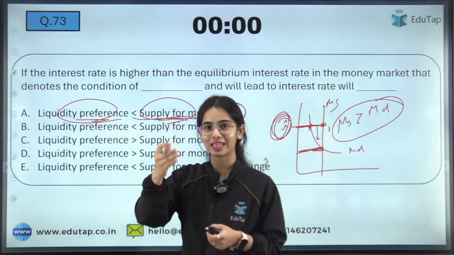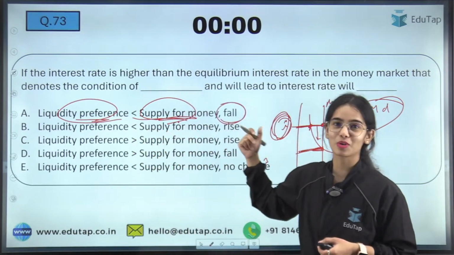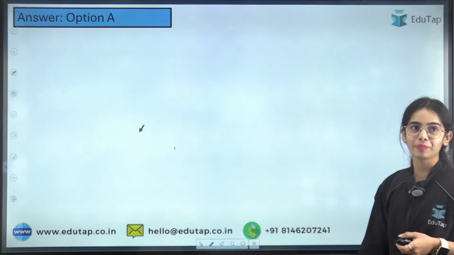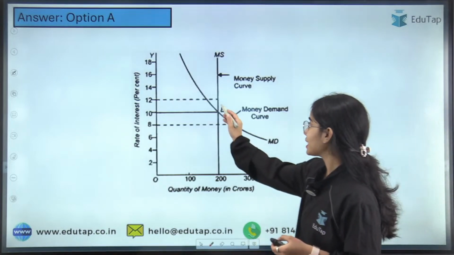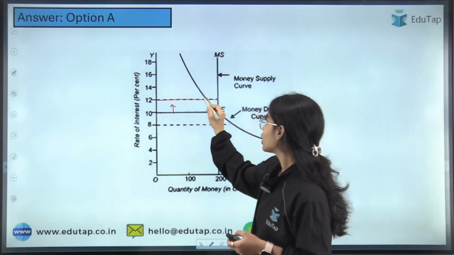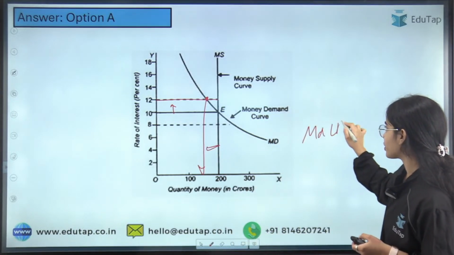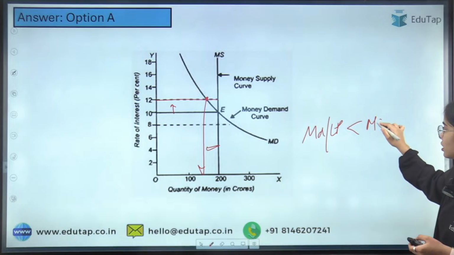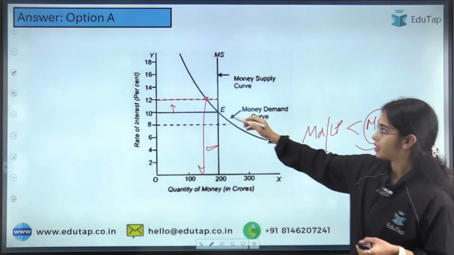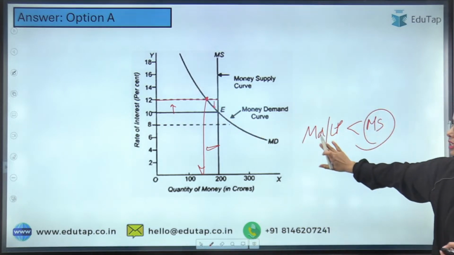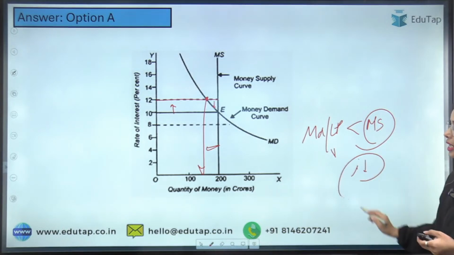I also saw DDD, so I also got confused. The answer is A only. If the interest rate is higher than the equilibrium interest rate, the demand for money, or the liquidity preference, is less than the money supply, and if the money supply is greater than the demand for money, interest rate falls. So here A is the answer.